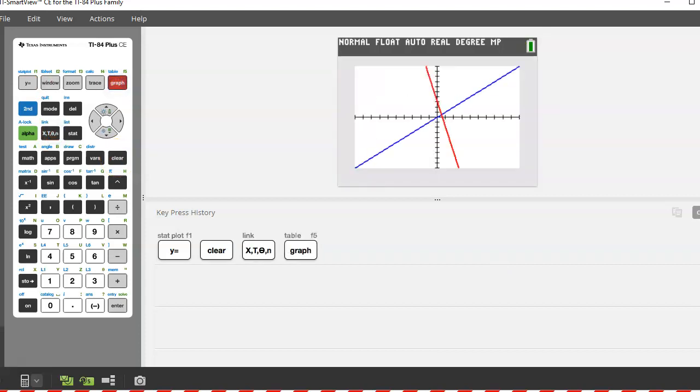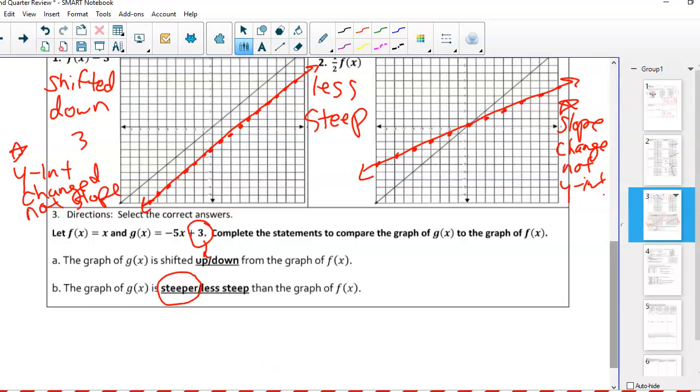Okay, so the blue is your original, the red is your negative 5x plus 3. Which one would you get down faster? The red. So it's definitely steeper. So if you're not sure, graph it. Right? Questions on these? Yeah. If the y-intercept is negative, it's been shifted down.